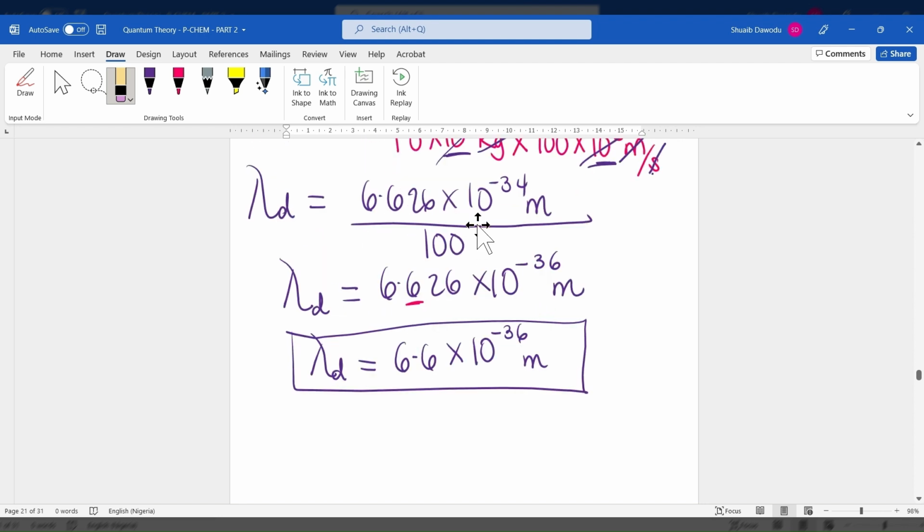Anyways, that's the second one. When we did it in two significant figures, we got a de Broglie wavelength of 6.6 times 10 raised to the power of negative 36 meters.